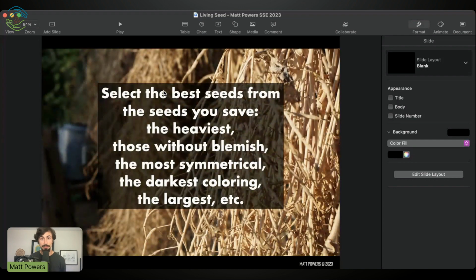And this can be subjective. You might be like, I like the speckles. We're collecting the ones with the speckles. And that's okay. This is part of it. Beauty is part of it.